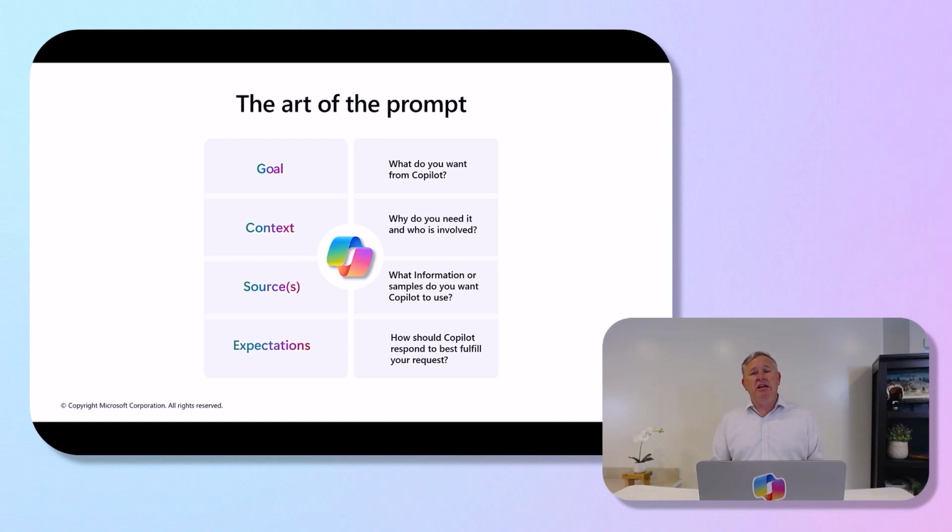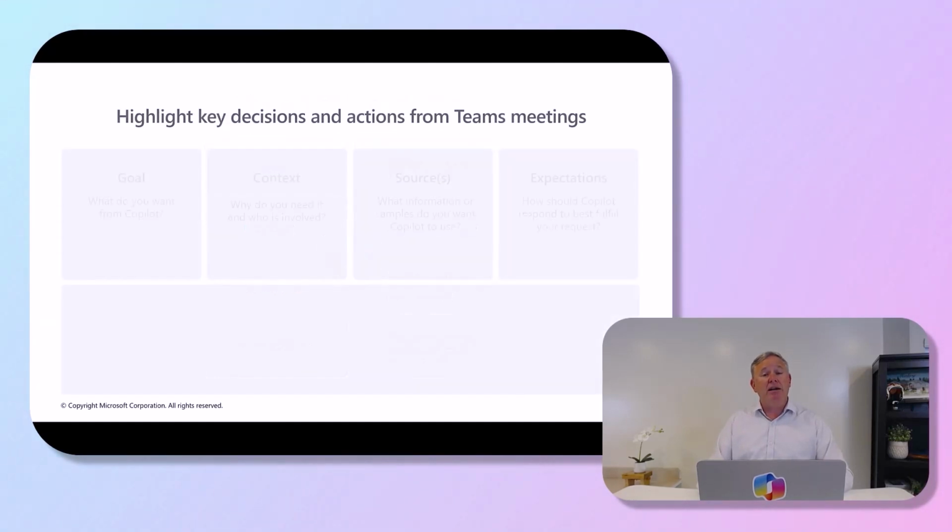Finally, our expectations define for Copilot what it is that we'd like to see in response. Do we want a table of information? Do we want it in the form of a letter? Do we want it in the form of a report? What is it that we actually want in terms of expectations? Goals, context, sources, and expectations help us write amazing prompts. Now, this is an art form, and it does take some practice.